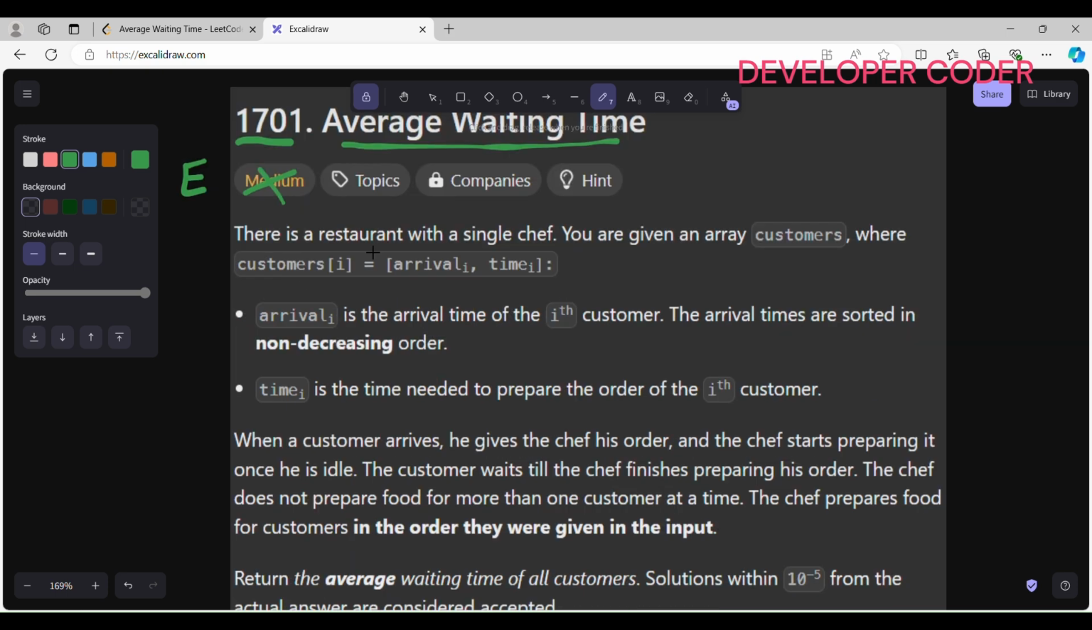There is a restaurant with a single chef and you are given an array customers where customers[i] is equal to two values: arrival and time. Arrival is the arrival time of the ith customer. The arrival times are sorted in increasing order, so they are already sorted here. And time is the time needed to prepare the order of the ith customer.